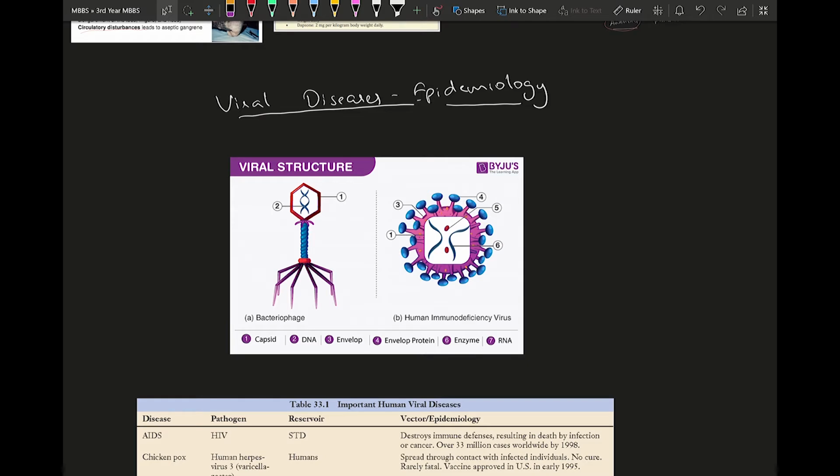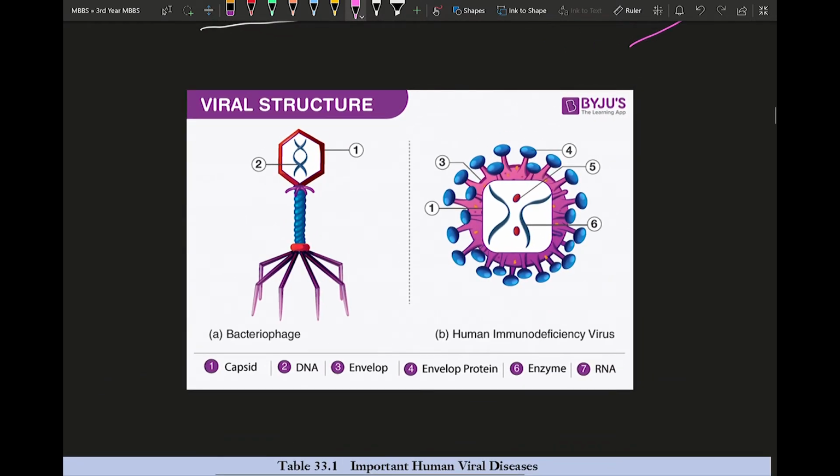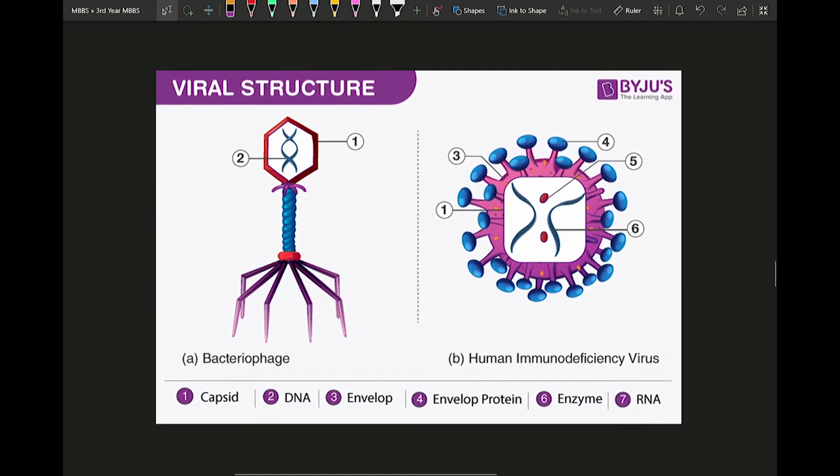Hi guys, in this video we'll be talking about various viral diseases and their epidemiology. Before going into that, you need to know a little bit about the structure of the virus. There are two types of viruses. They can be either encapsulated or naked viruses. This is an example of an encapsulated virus. You can see the parts of this virus.